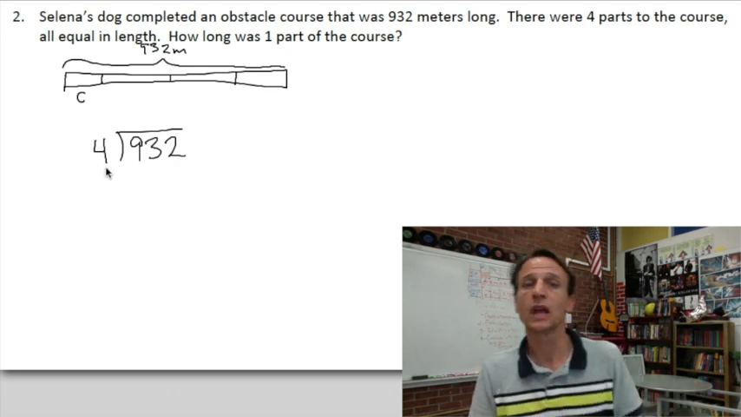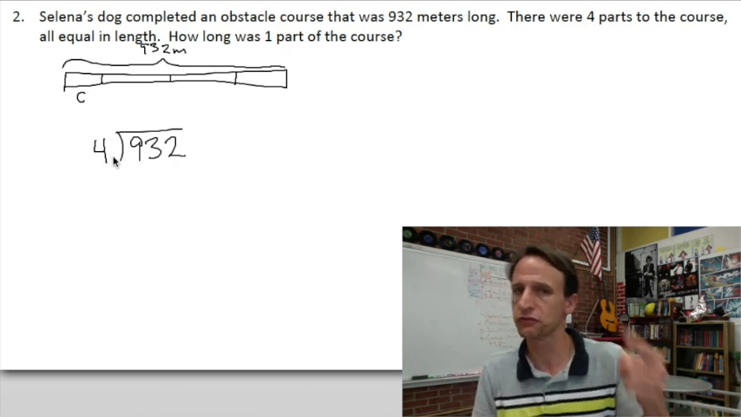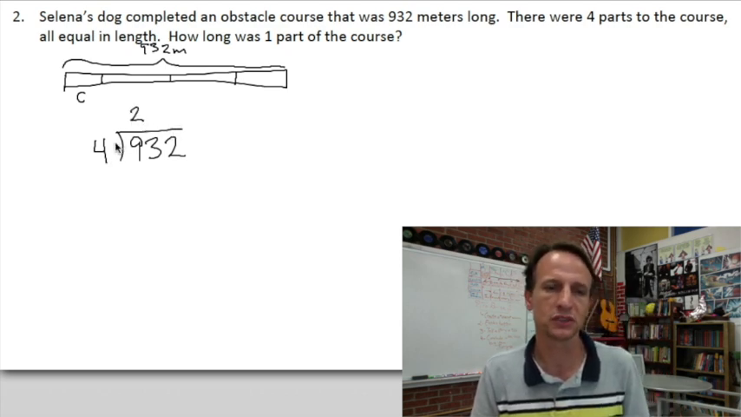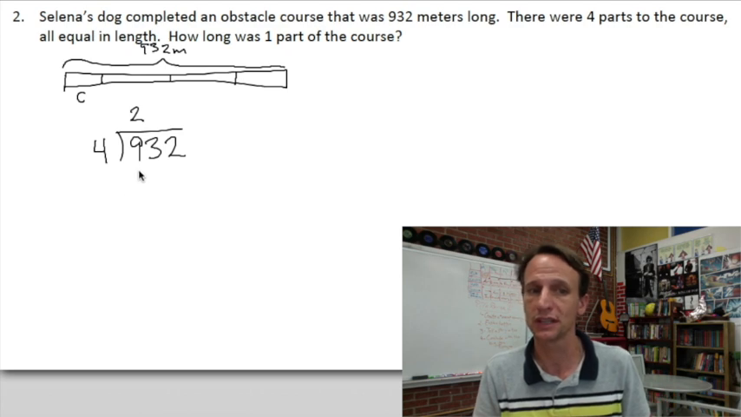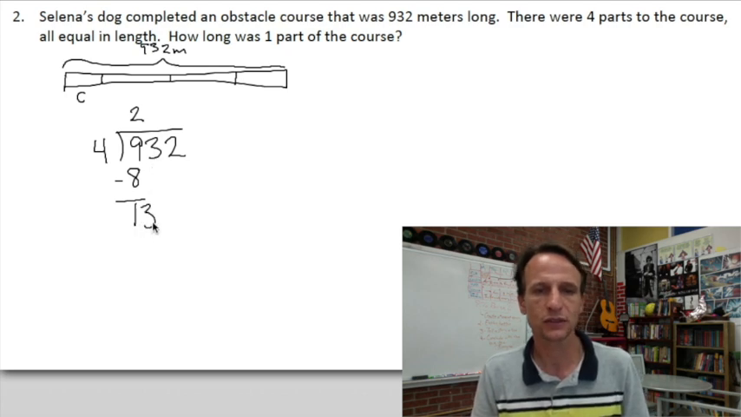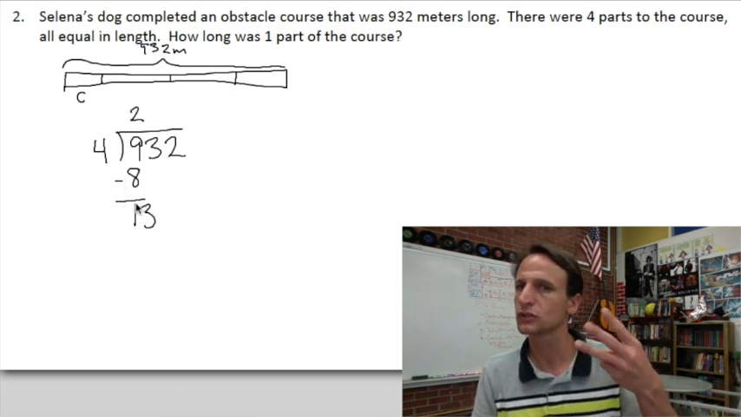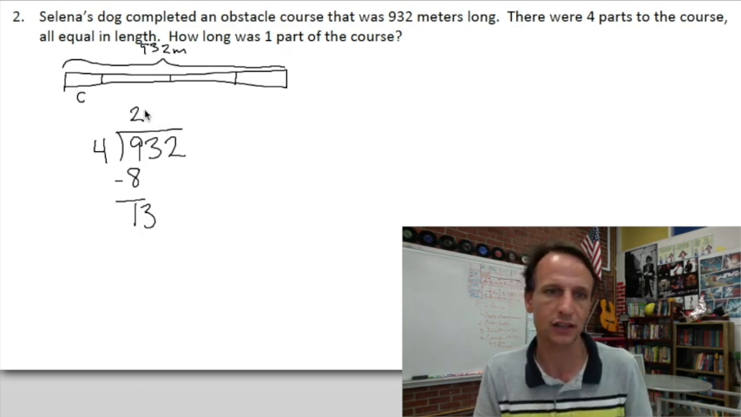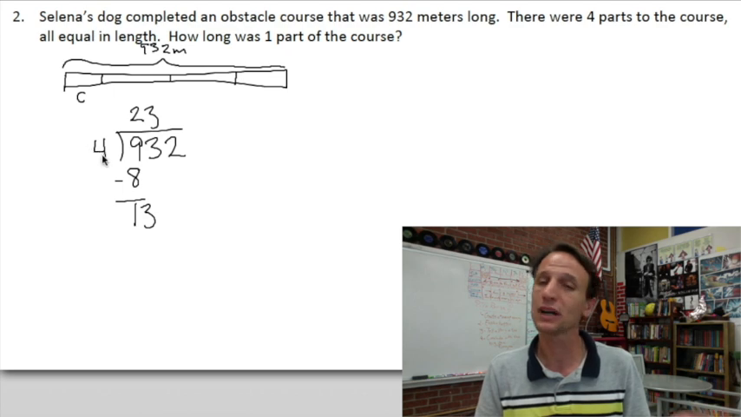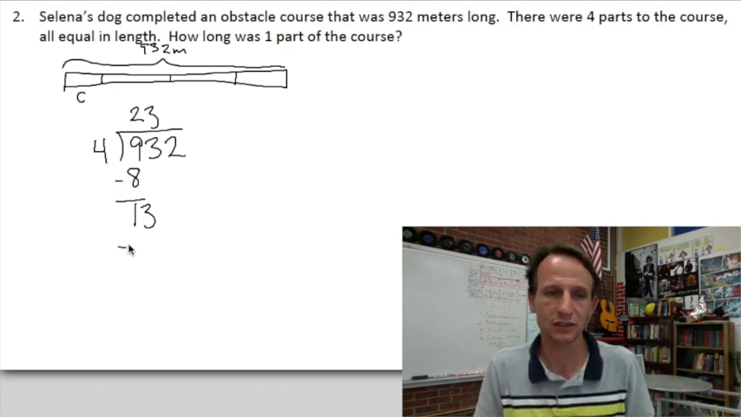we can find the length of one part of the course. So how many 4s in 9? 4, 8. Okay, there are 2 4s in 9, because 2 times 4 is 8. Subtract, we get 1. Now we can divide the tens. So we have 13 tens. How many 4s in 13? 4, 8, 12. Ah, yes, there are 3 4s in 13, because 3 times 4 is, right, not 13, 12.